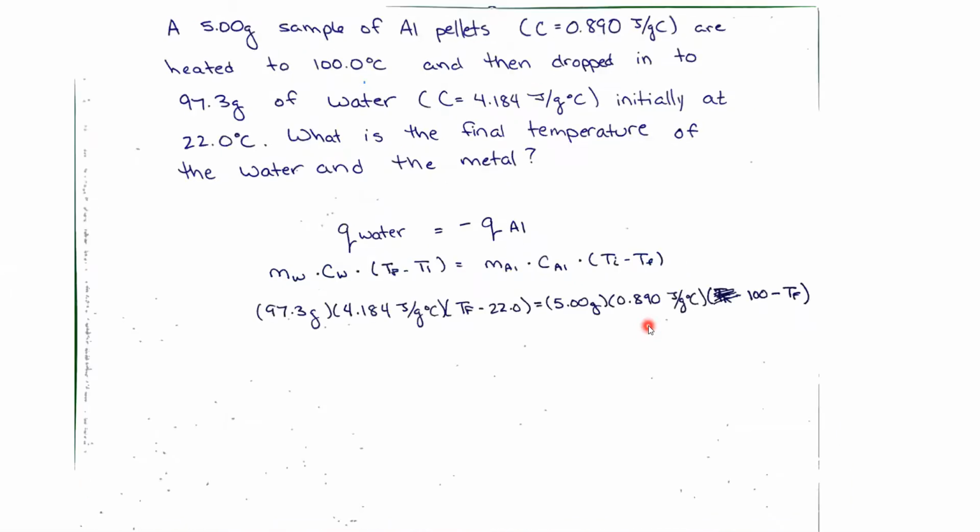Okay, so plugging in the things that we know, I know the mass of water, 97.3. I know the specific heat of water, 4.184. I don't know the final temperature of water, which I want, so I put in a variable for that. I know the initial temperature of water, 22 degrees. On the aluminum side, I know the mass of aluminum. I know its specific heat. I know its initial temperature, 100, but I don't know its final temperature.